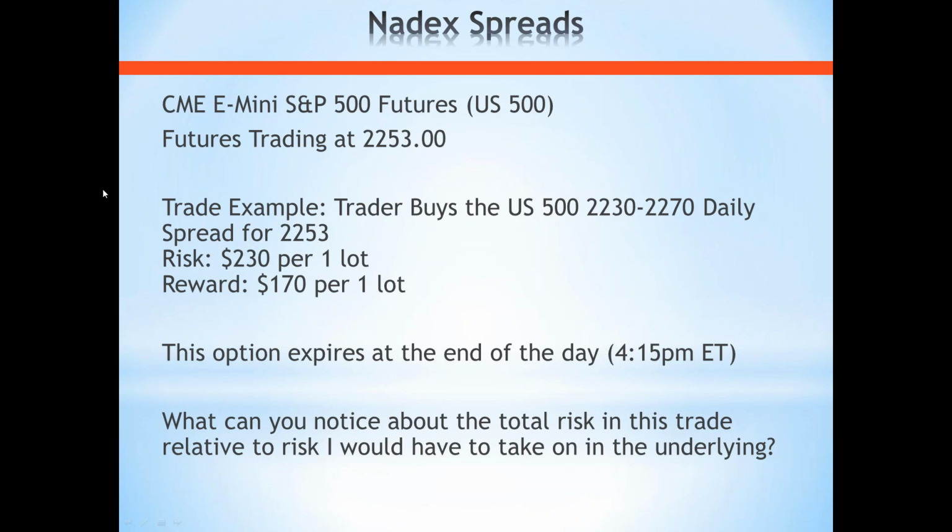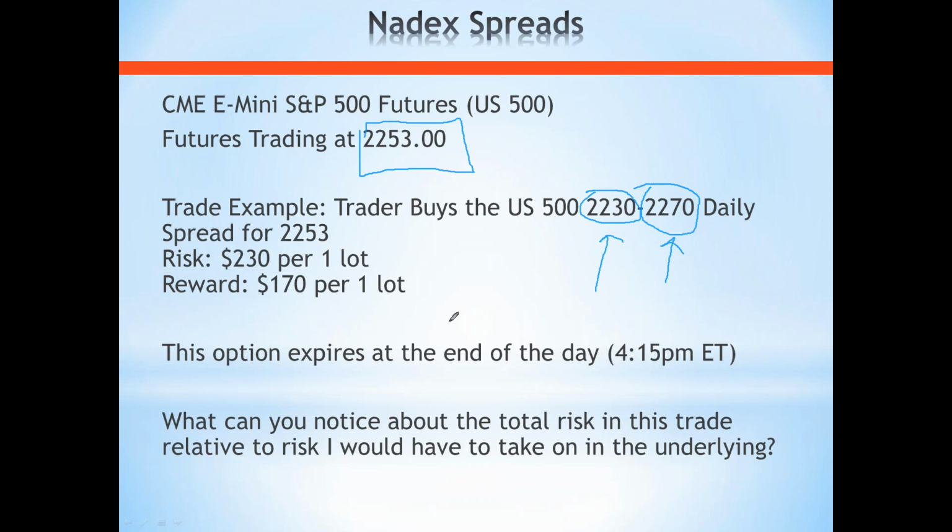So let's break this trade down. Here is my floor and ceiling price. 22.30 is the floor, 22.70 is the ceiling. With the futures trading at 22.53, I know that my downside risk here is 23 points because the spread cannot settle below 22.30. My upside profit potential is 17 points. It cannot settle above 22.70.